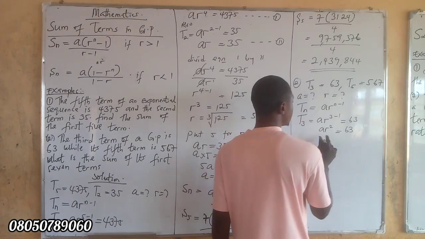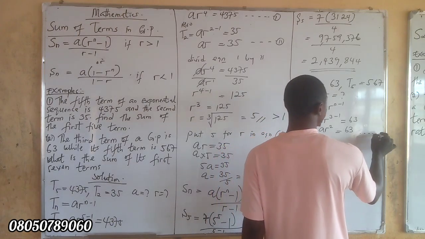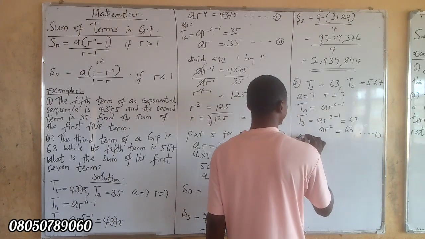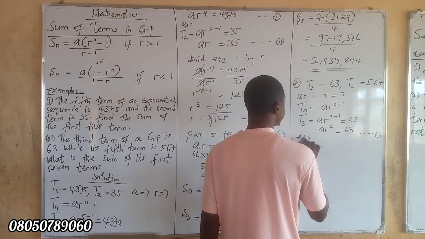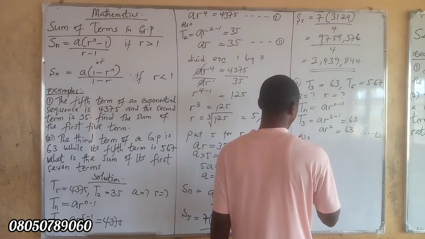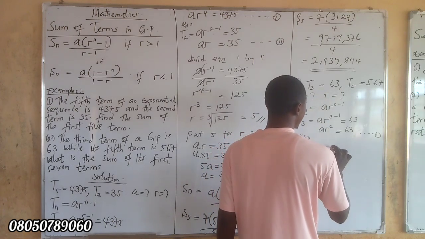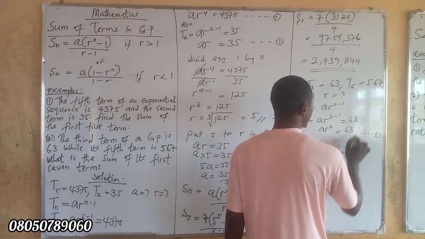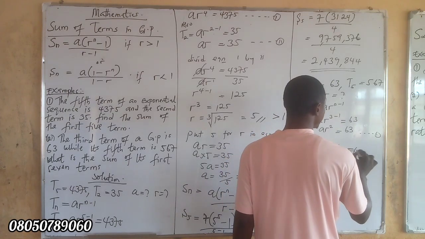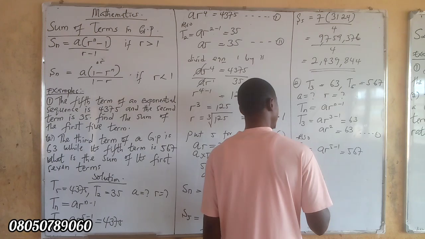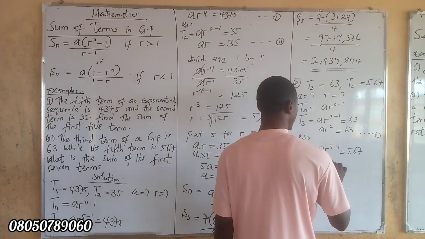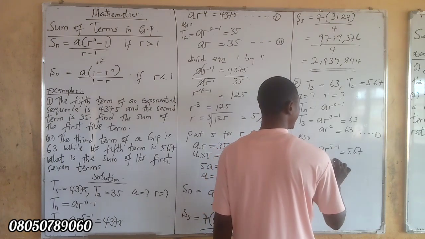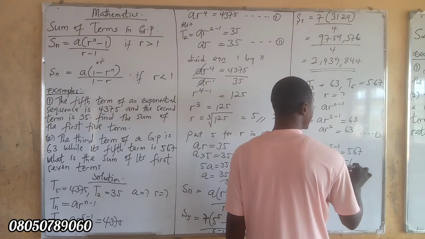Now that we have this, we are going to target equation 1. Also, our T of 5 will be equal to what? AR raised to power 5 minus 1, and T of 5 is given to be 567. Leave the left hand side alone. We have R raised to power 5 minus 1, which is 4, so AR^4 equals 567.